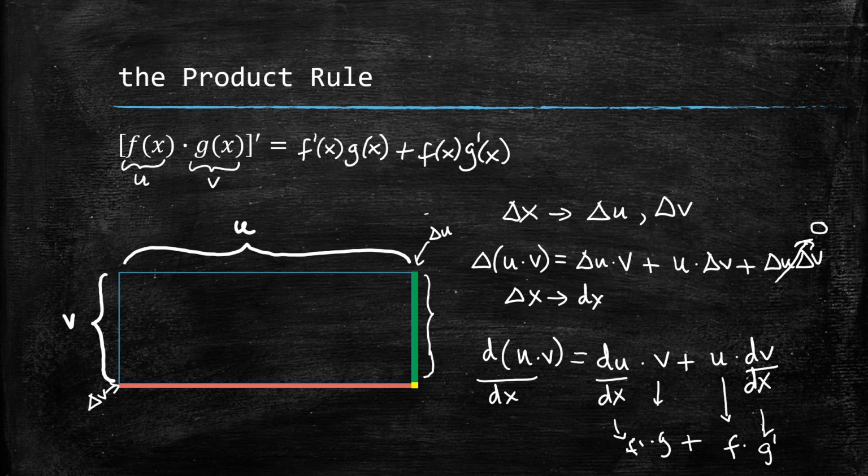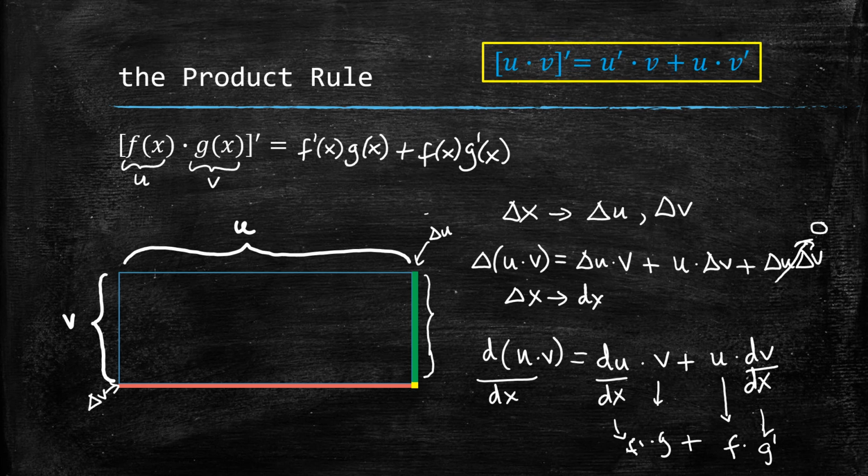Now, actually, I prefer to use u and v, so I'm going to condense that and write the product rule as this. And it's easier to use u and v because quite often our product function is expressed as f or g, and it starts to get a little confusing. So moving forward, we'll be using the formula as written in the yellow box.